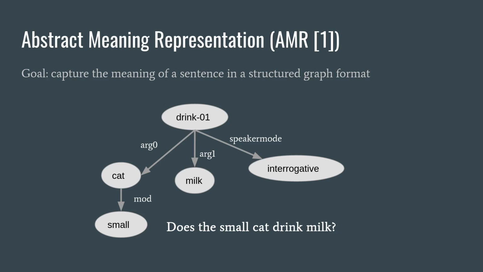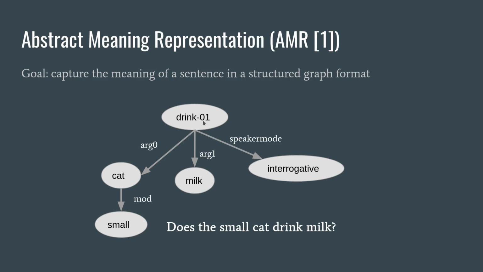Well, it stands for Abstract Meaning Representation, and the goal of it is to capture the meaning of a sentence in a structured graph format. Here in this example, we have the AMR graph to capture the question, does a small cat drink milk?